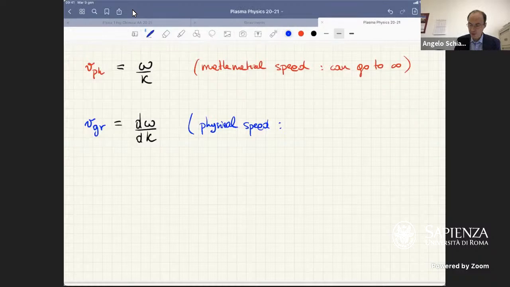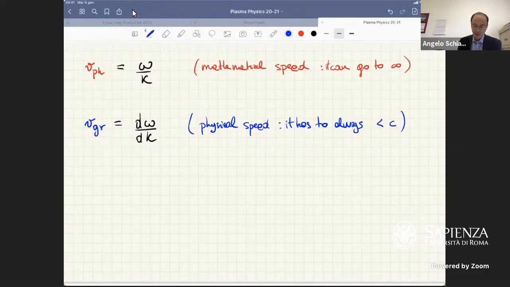So this always has to be, always, it can go to infinity. It has to be always smaller than c, the speed of light.